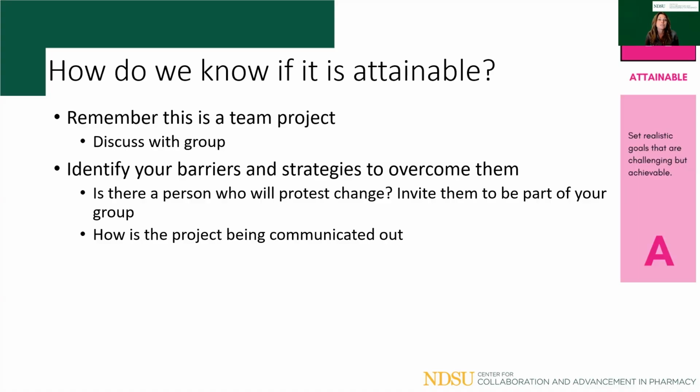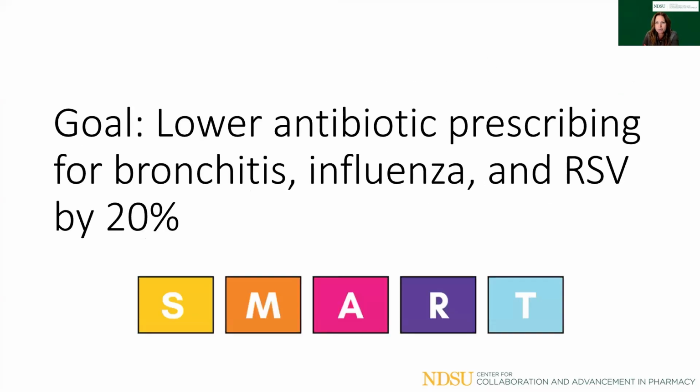Is there a person in your working group that you know is going to protest a change? If there is, and you identify them as a barrier, invite them to be part of your group. Include them in, so that they can help vet and you're addressing your barrier while making your goal attainable. And then always, how are you going to communicate this out to everyone that's involved? That's always a good point. Communication is really important when you're working on your goal. So my group decided that we're going to lower our bronchitis, influenza, and RSV antibiotics by 20%.